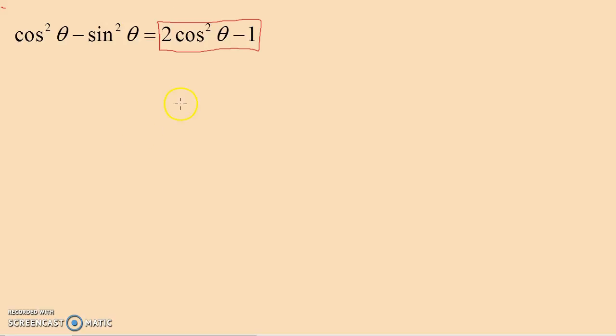So here's how I'm going to do this. Now, as I'm looking at my answer, I'm noticing that there's no sine squareds. So I want to take this sine squared and I want to replace it. Well, I'm going to use the Pythagorean theorem once again. Cosine squared of theta plus sine squared of theta equals 1. That's a true statement.